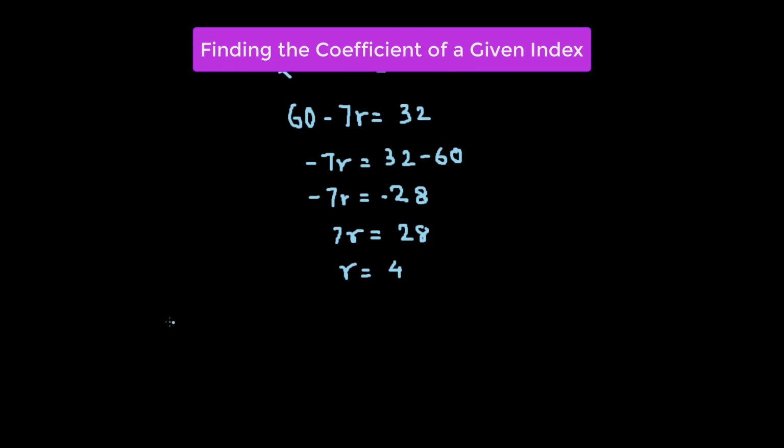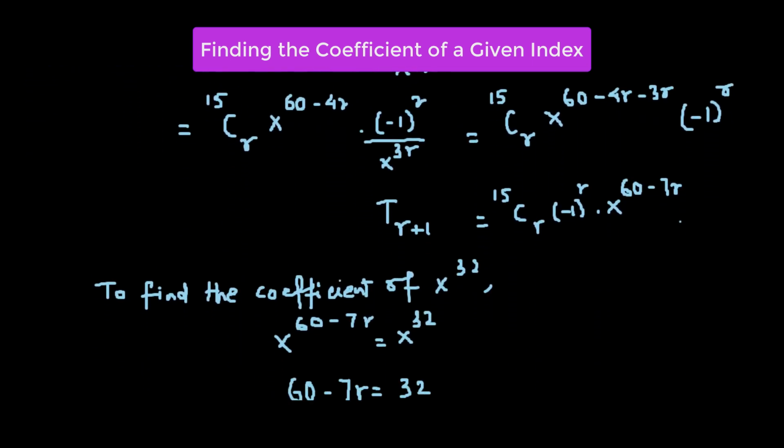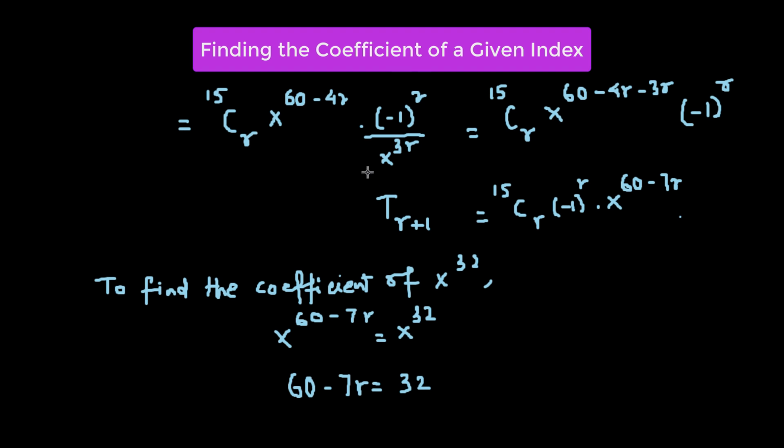So we can say that our (r plus 1)th term corresponds to the fifth term. So the fifth term contains x raised to the power of 32. But in the question we are being asked to find the coefficient. So to find the coefficient, we consider the term. Let's copy it.